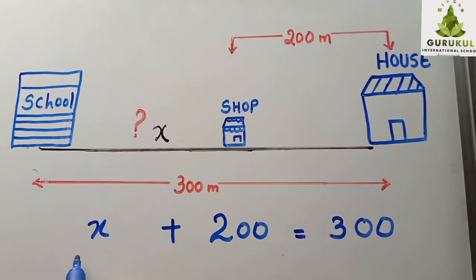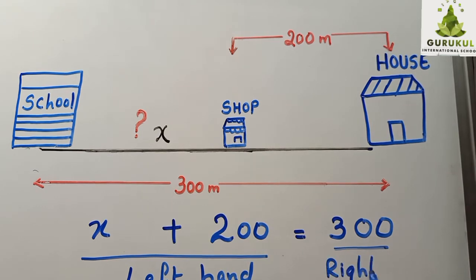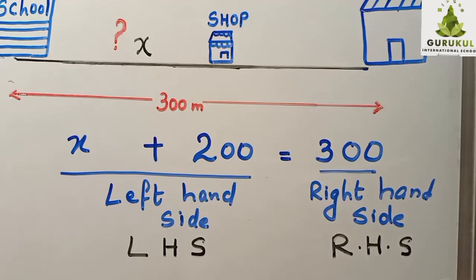Now see this part. This part is the left hand side of the equation, and this part is the right hand side of the equation. Is this clear to you? This is the right hand side of the equation. Is this much clear to you? So you can see the left hand side is x plus 200 and the right hand side is 300. So left hand side LHS, right hand side RHS.